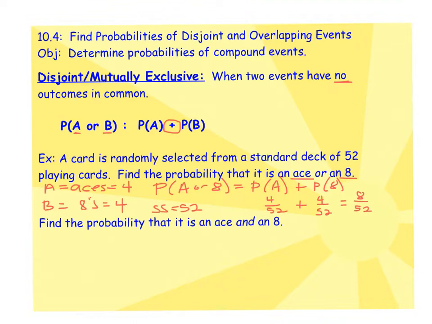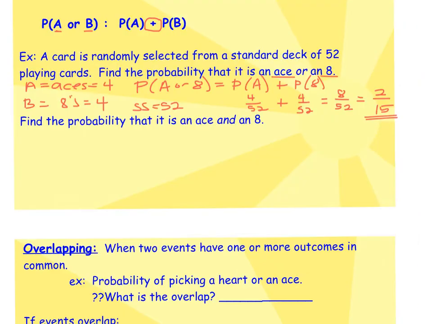I notice that can be simplified. 4 goes into both of those values, so this fraction reduces to 2 fifteenths, not 4 fifteenths. There's a 2/15 chance that would happen.